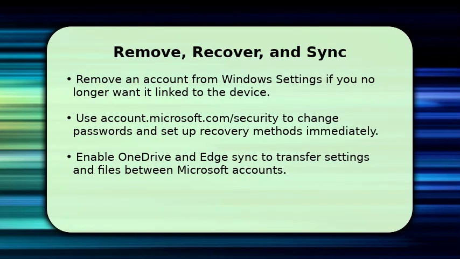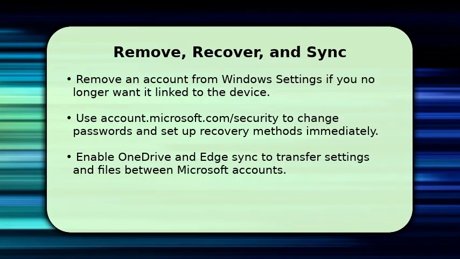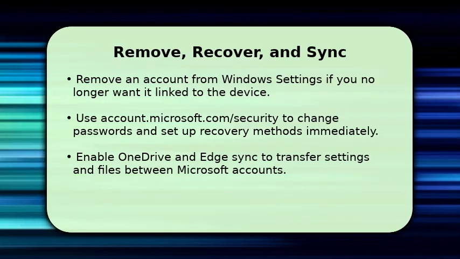Remove an account from Windows settings if you no longer want it linked to the device. Open Settings, Accounts, then access work or school and select Disconnect for linked accounts. Use account.microsoft.com/security to change passwords and set up recovery methods immediately if you lose access.